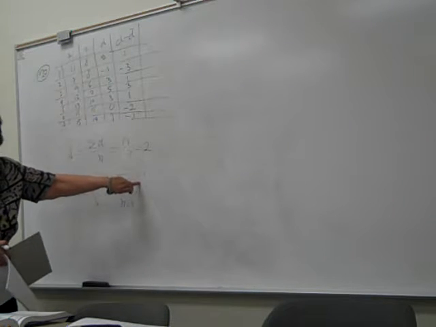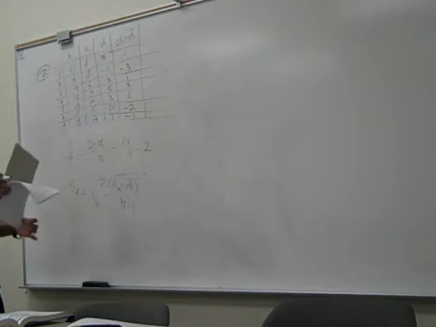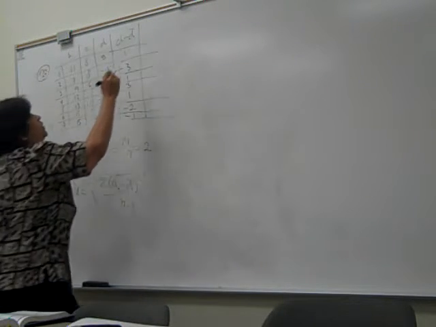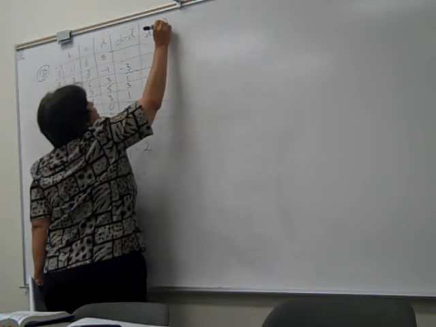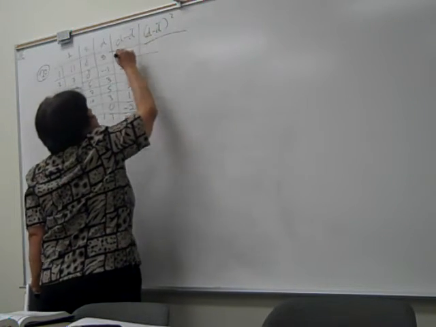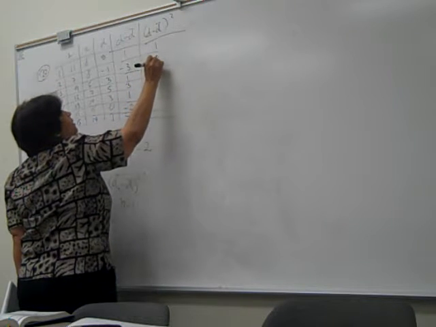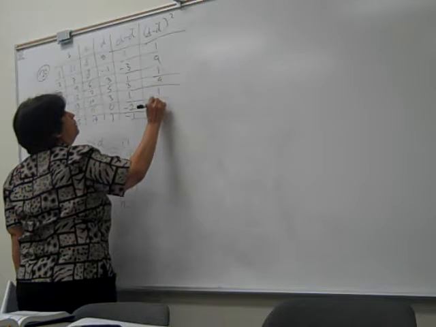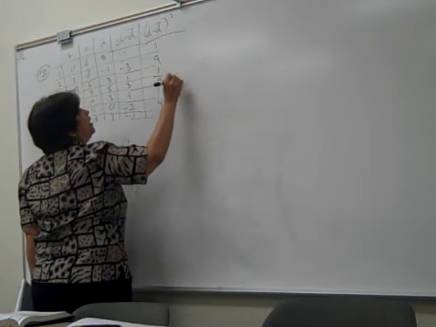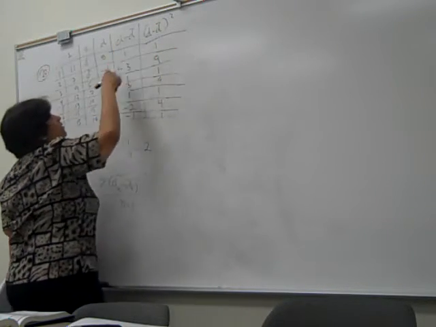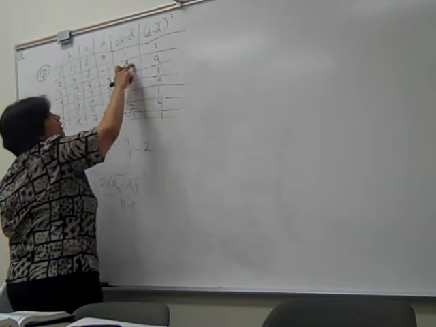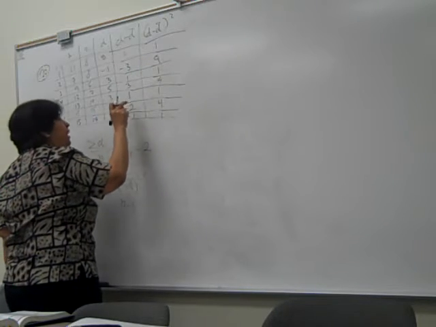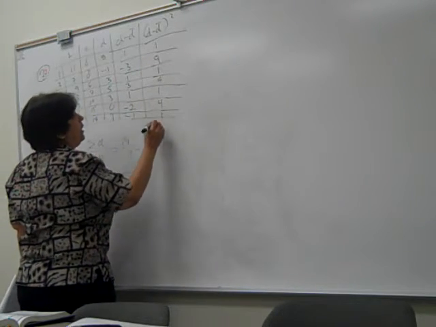I have to square it. Okay? Square (d minus d bar) squared. What I'm going to do is just square this one. This is 1, 9, 1, 9, 1, 4, and 1. I just square this column. 1 squared is 1. Minus 3 squared is positive 9. 1 squared is 1. Minus 2 squared is 4, and so on.